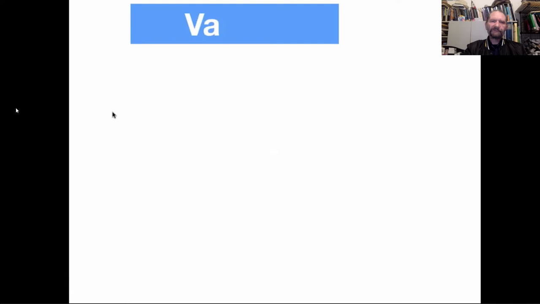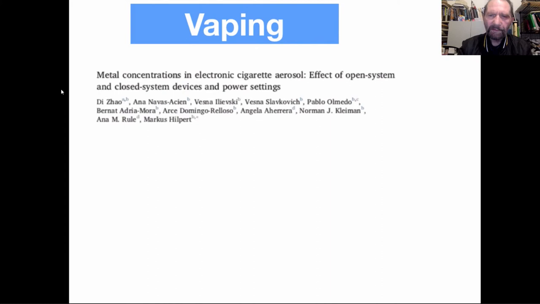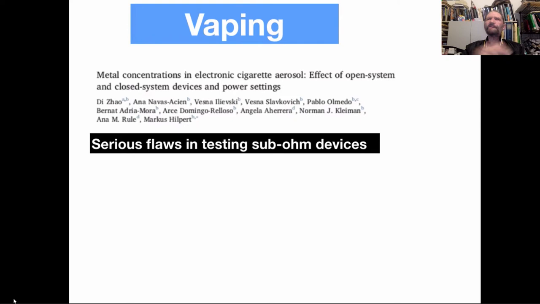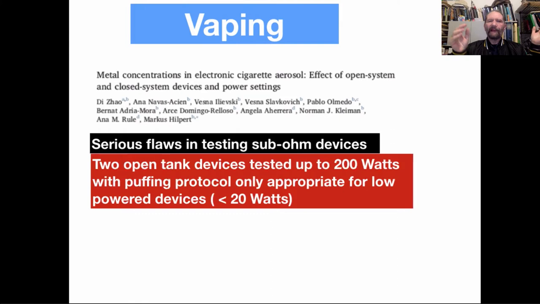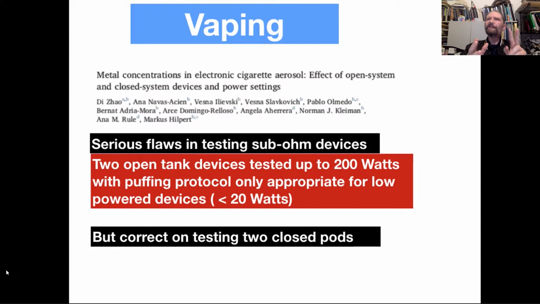Okay, so for vaping, I'm going to take this study. This study was published in 2019 by American authors, right? So this study is seriously flawed in testing on devices because of what I mentioned. They tested devices that can run up to 200 watts. You know, they are big devices, and they tested them with a protocol that is useful for small devices, like for a Juul or for a pod, right? So it's flawed, right? Now, however, when they tested the closed pod devices, they did it correctly, right? So that's why I'm taking that part of their experiment.